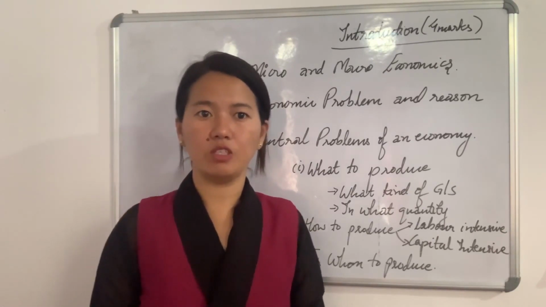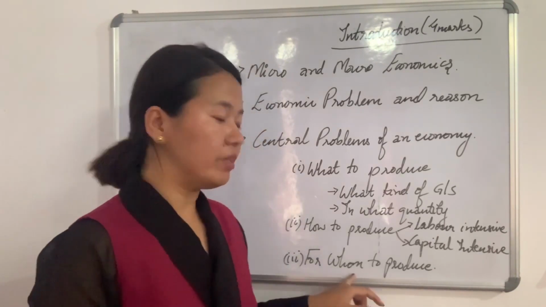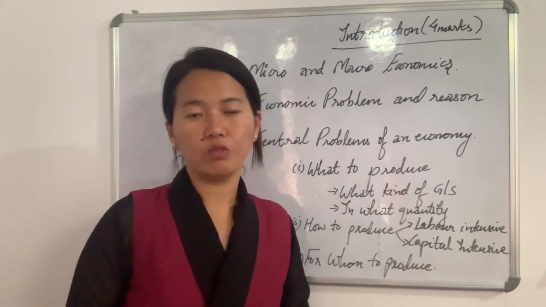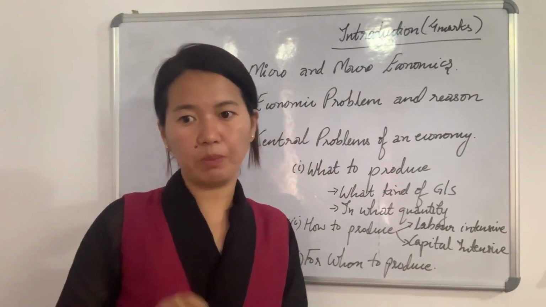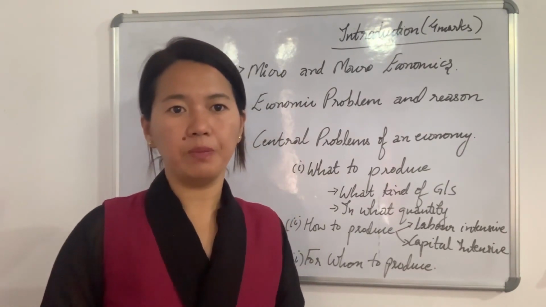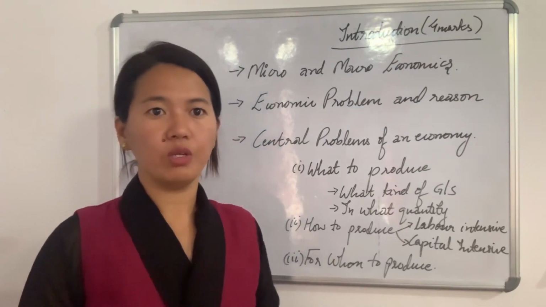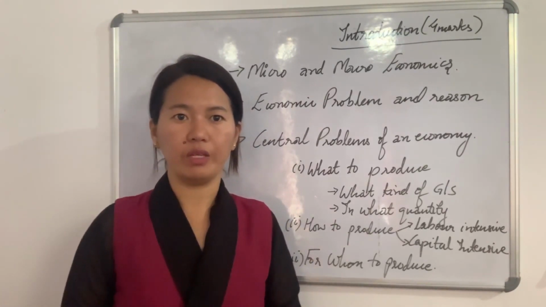So the main important decision which the producer has to take in this central problem is whether to produce for the rich or for the poor, also depending upon the purchasing power of the people. So these are the three main central problems of an economy.